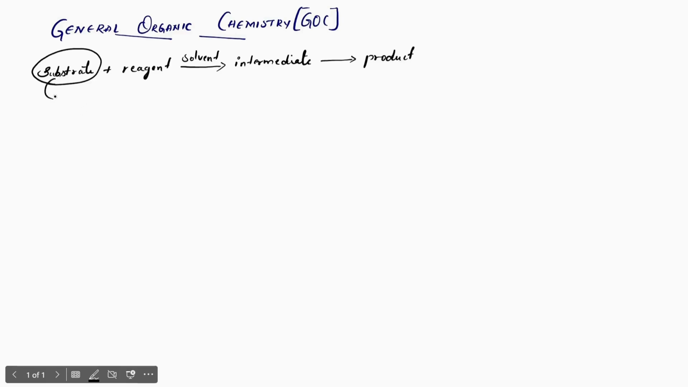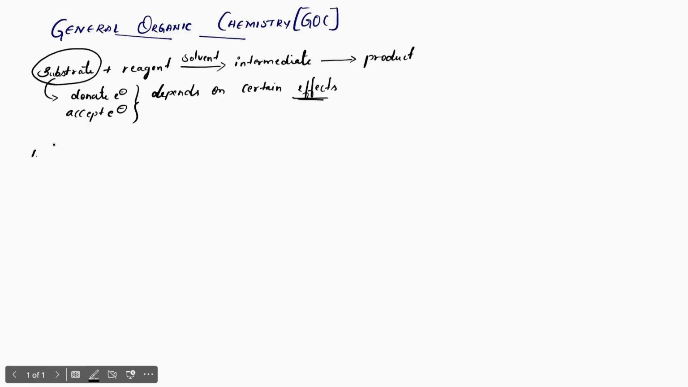Here, the property of the substrate is that it may donate electrons or it may accept electrons. This property, either to donate or to accept electrons, depends on certain effects. We will see what those effects are.